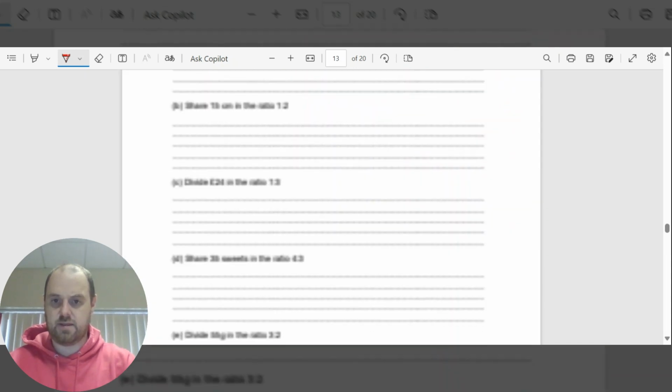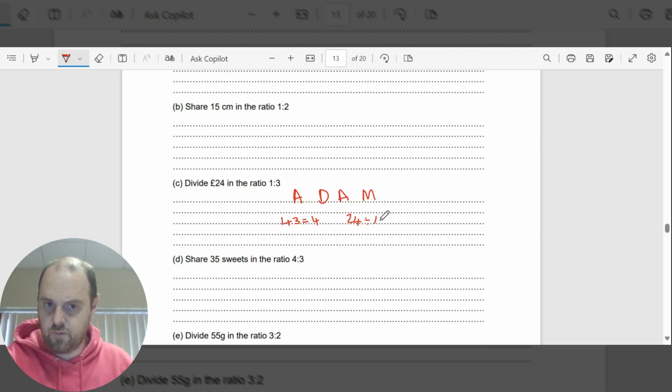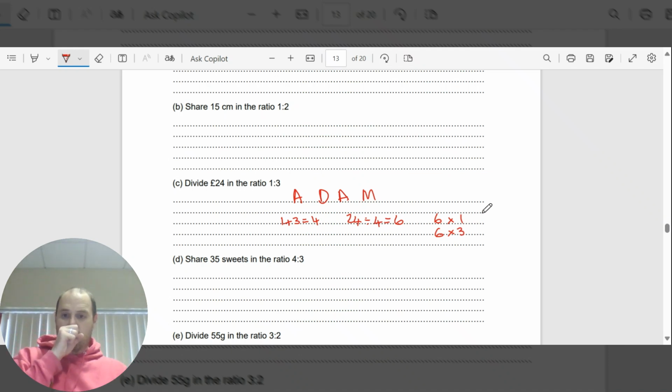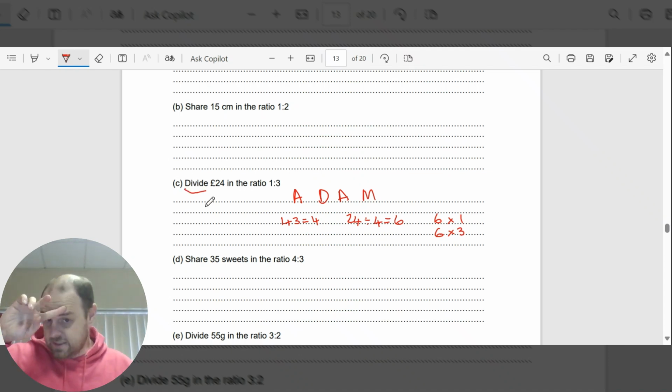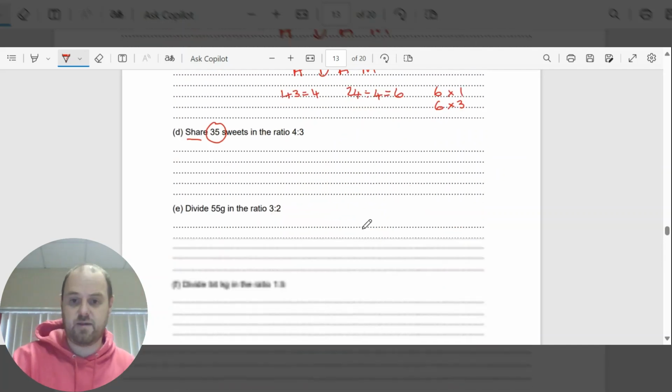Ratio, not saying anything about it. Let's pick one, add them. Add 1 plus 3 is 4. Divide 24 divided by 4 equals 6. And multiply. 6 times 1 is your first answer, and 6 times 3 is your second answer. Now, look at the wording. Divide or share. In these cases, we are told the full amount. This is what I'm sharing. £24, 35 sweets. That's what I'm sharing, okay?